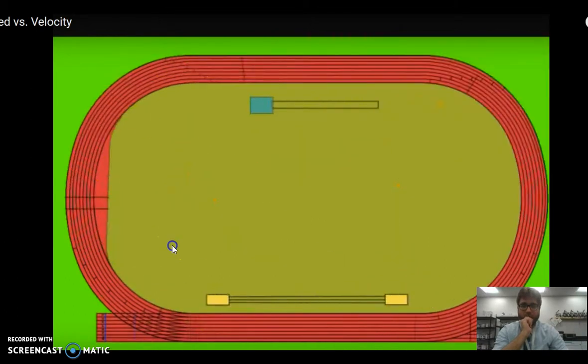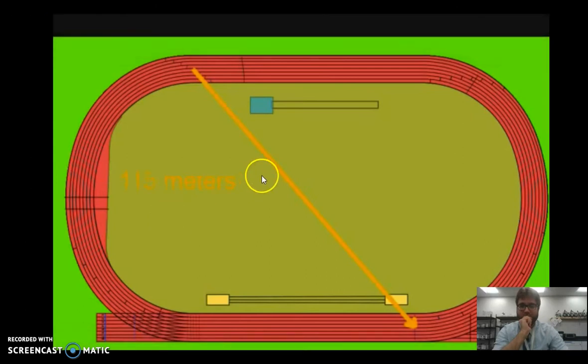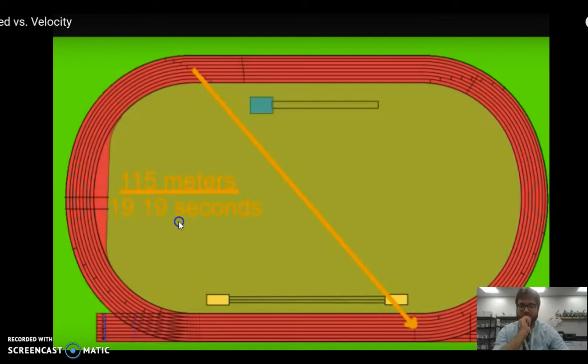Now let's look at velocity. When considering Usain's average velocity, we only consider the distance between his starting and ending position, which is about 115 meters. So we get that the average velocity is 115 meters over 19.19 seconds, which only gives 5.993 meters per second.